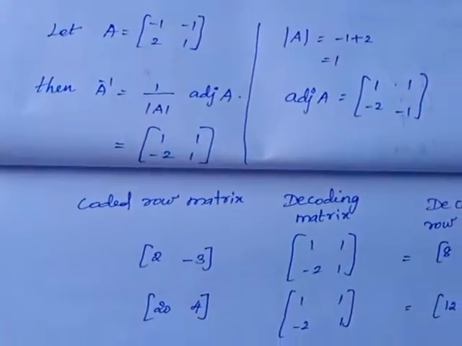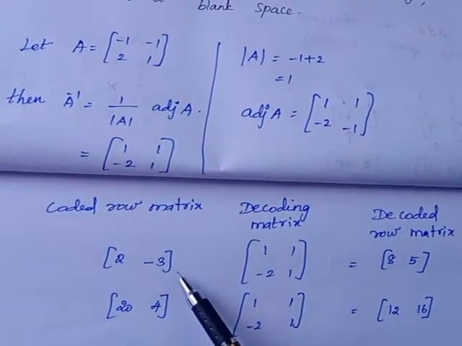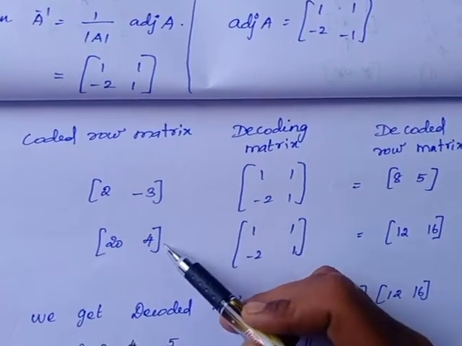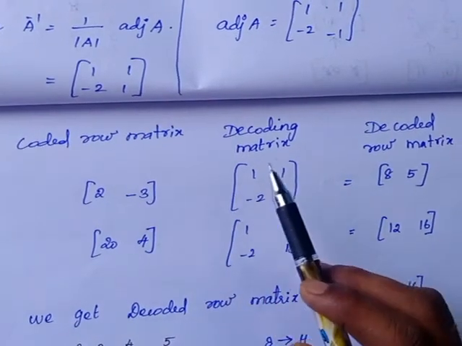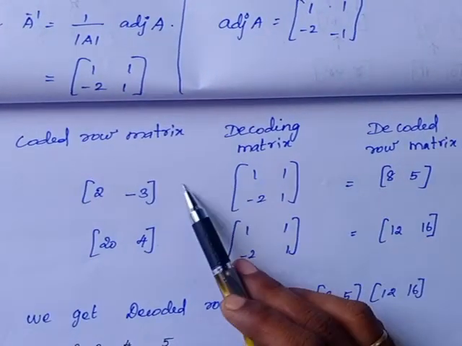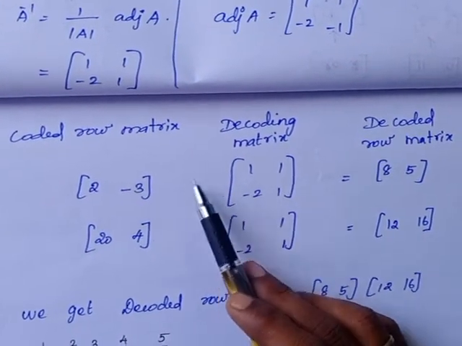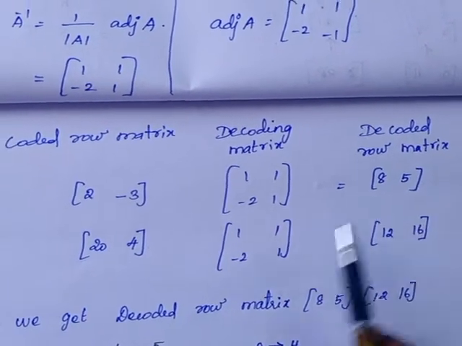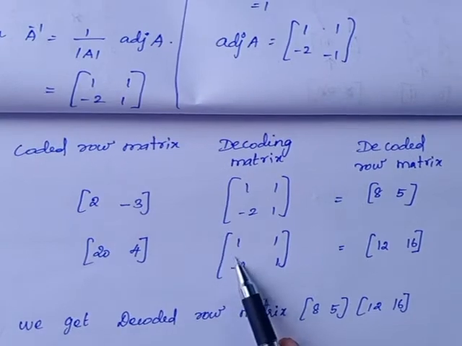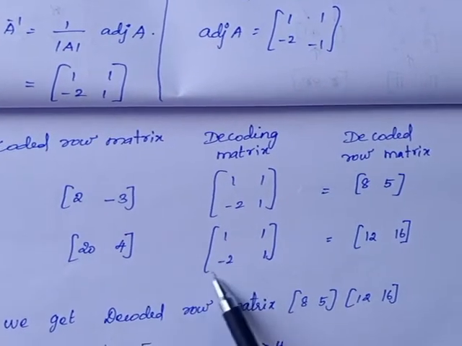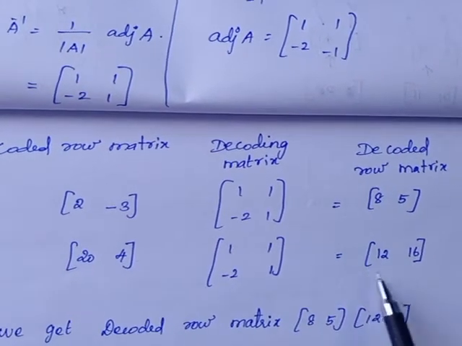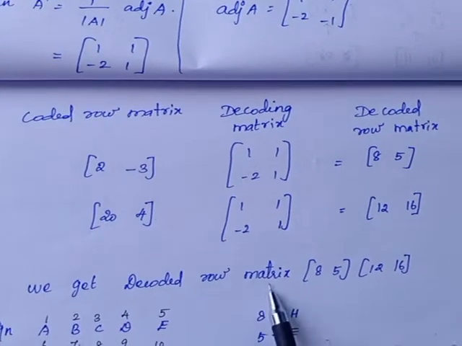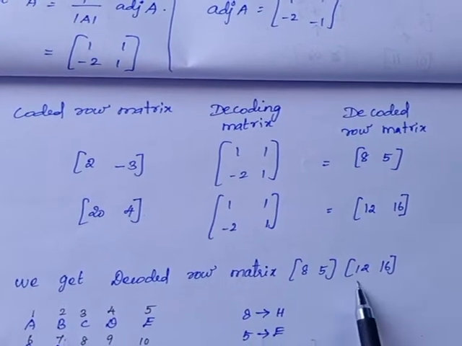So now the receiver gets the message 2 -3 and 24. So we want to retrieve it. So I have to use the A inverse matrix. The product of two matrices, we get the answer is 8 5. Next 24 and A inverse matrix, the product of these two matrices, we get the answer is 12 and 16. So we get the decoded row matrix, that is 8 5 12 16.